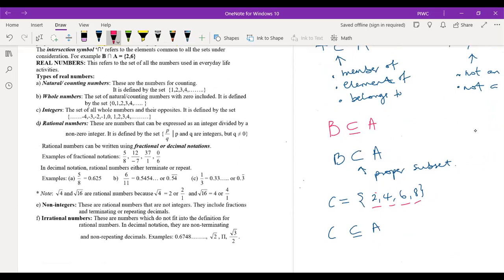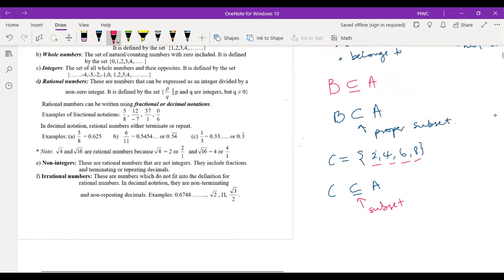So C is just a subset of A. It is not a proper subset. So we can say C is not a proper subset of A.